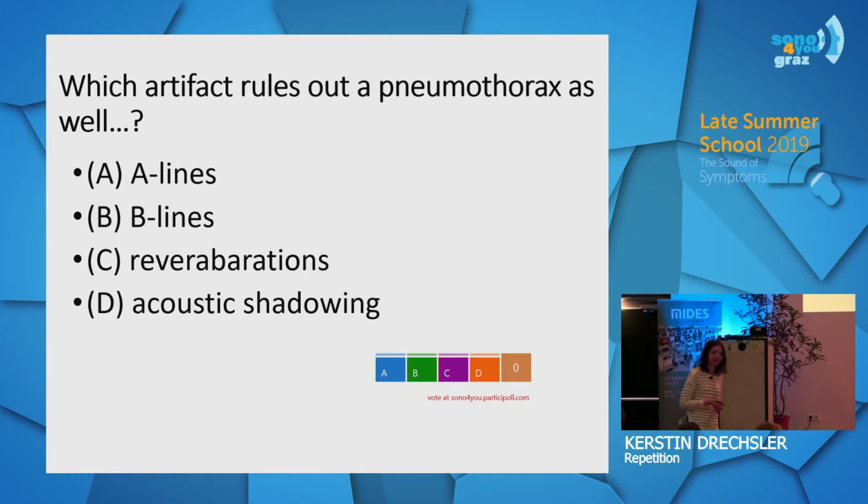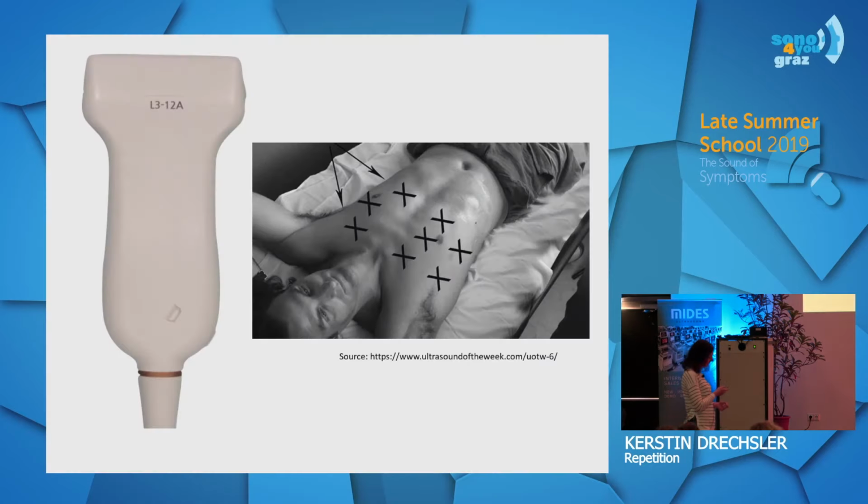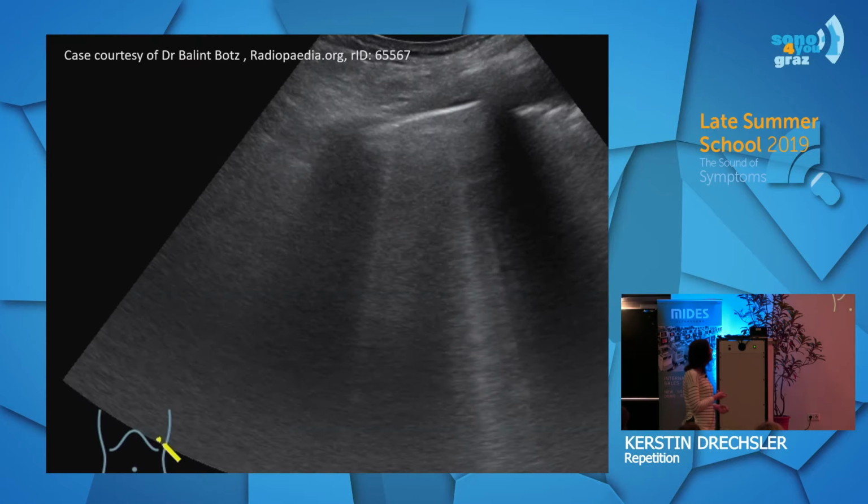So A lines and reverberations are actually the same, and they can occur in a normal lung as well as in a pneumothorax. And B lines can only occur if there is no pneumothorax. So if we watch this video, oh, there is no video sequence. If we just look at this picture, we can see some vertical lines arising from the pleura. These are B lines, and they can only arise if there is no pneumothorax. A lines, on the other hand, can also arise if there is a pneumothorax, so they will not exclude the pathology.